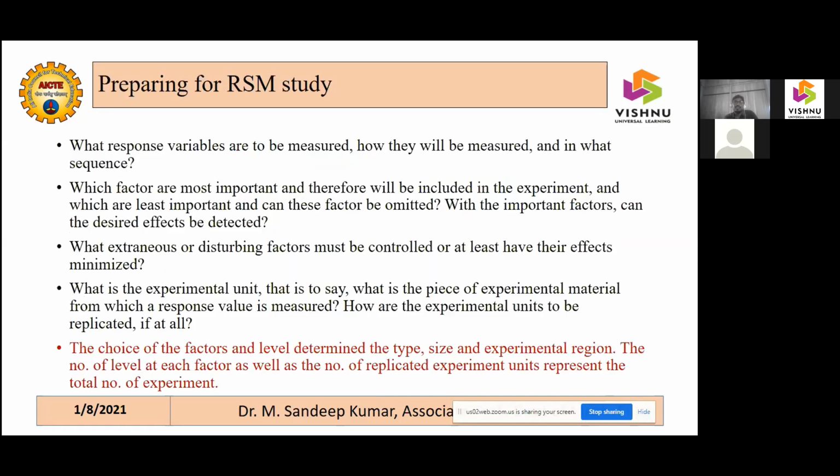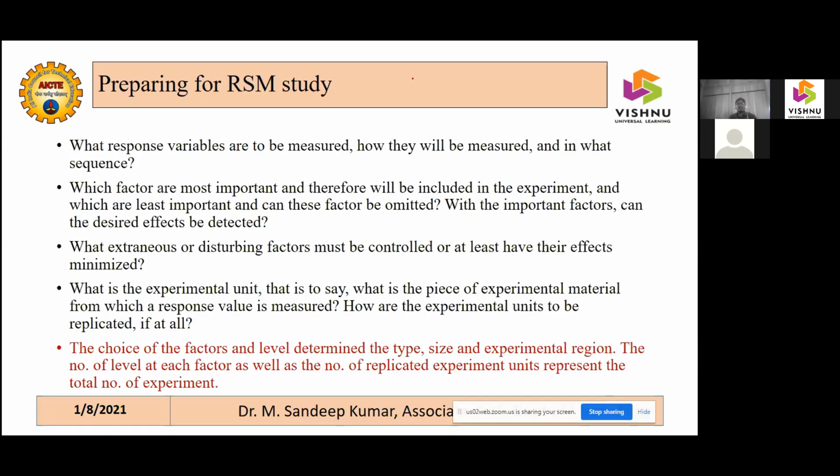Preparation for RSM. What you should do is know what response variables are to be measured, how they will be measured, and in what sequence they will be measured. So the run orders you should know. What factors are most important and therefore will be included in the experiment. You need some preliminary or pilot studies for selecting the factors, and which are least important, you can just omit. And can this factor be omitted? Yes, then you can omit it.